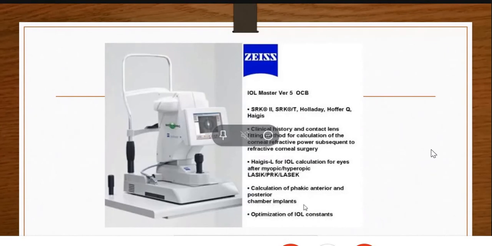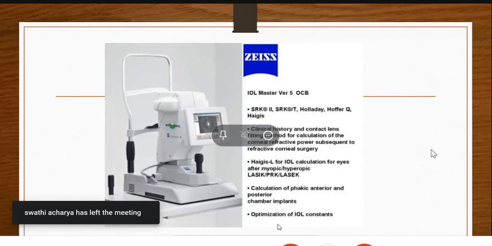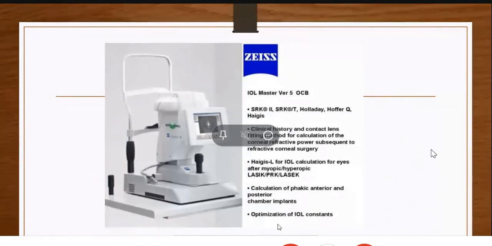Mostly the IOL constants will be optimized once the doctor implants nearly 30 to 40 IOLs measured from a machine. For each and every doctor, the IOL constant varies, because the surgical technique differs for each surgeon. So the optimization of the IOL constant mainly depends on the consultants.